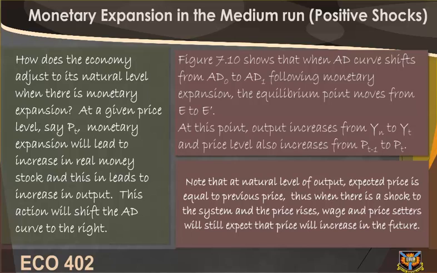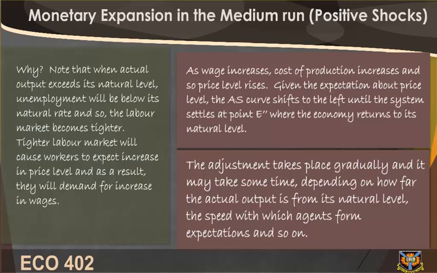to PT. Note that at the natural level of output, expected price is equal to previous price. Thus, when there is a shock to the system and the price rises, wage and price setters will still expect that price will increase in the future. Why? Note that when actual output exceeds its natural level, unemployment will be below its natural rate, and so the labor market becomes tighter. A tighter labor market will cause workers to expect an increase in price level, and as a result, they will demand an increase in wages. As wages increase, cost of production increases, and so the price level rises.